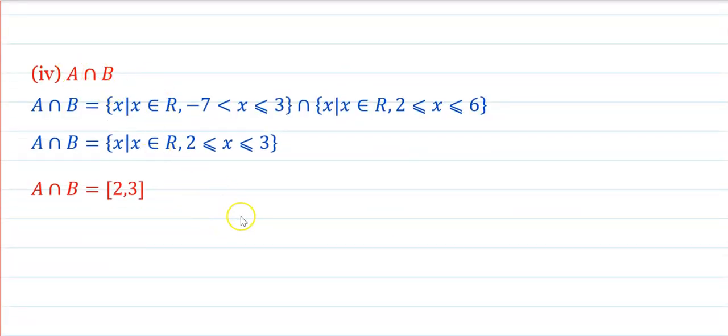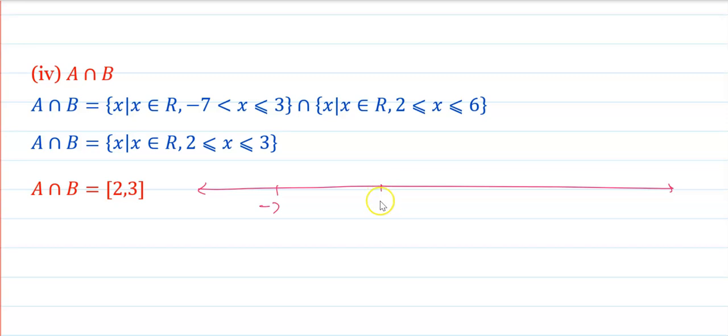Next, their intersection. Again, minus 7 to 3. See this here. If I draw the number line, here is minus 7. Okay, minus 7 to 3, 3 is closed here. Minus 7 is open. What about the next? It's an intersection with 2 and 6. If I go here, this is the 2, okay, 2 and the 6.